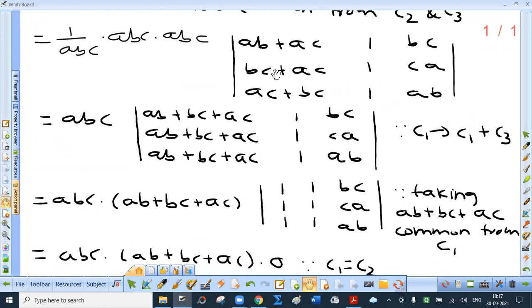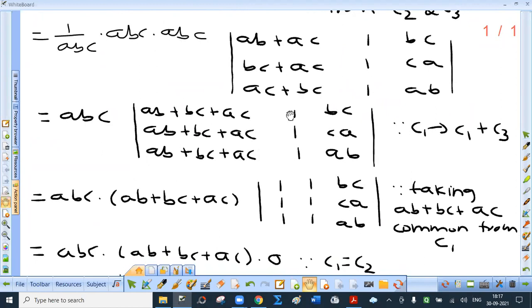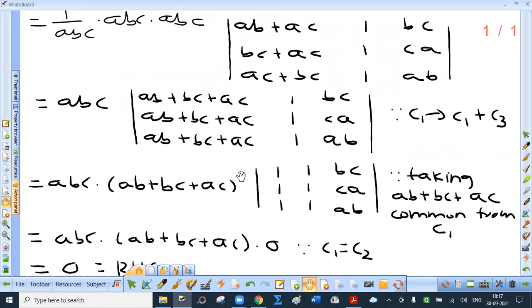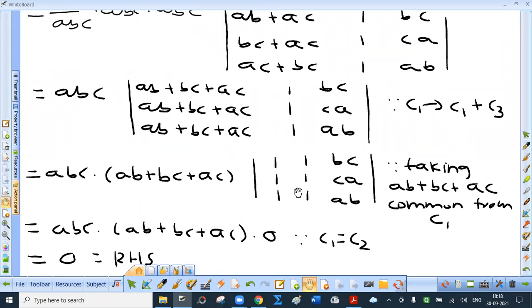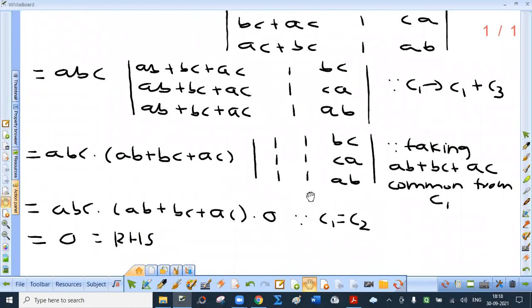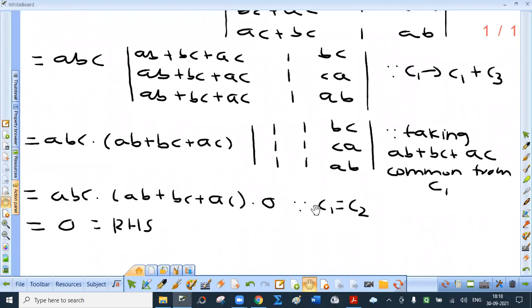Now the next step, change C1. C1 changes to C1 plus C3. So each element in the first column becomes ab plus bc plus ac. Take that element common. So each element in the first column is 1. Each element in the second column is also 1. Two columns are identical, so the value of the determinant is equal to 0.